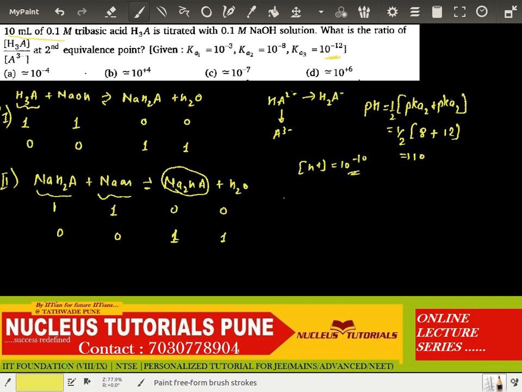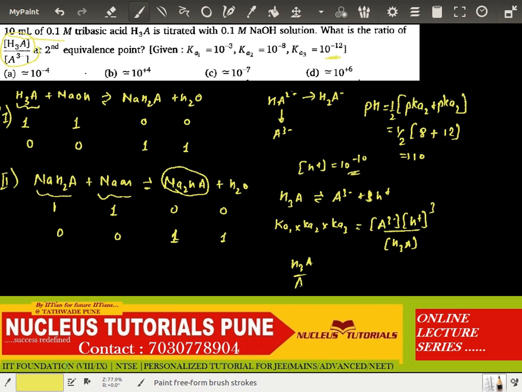Next, we need to find what this ratio, H3A upon A3 minus, is. So let's consider dissociation of the triprotic acid completely, giving A3 minus and 3H plus. If I just write the dissociation constant of the acid, Ka1 into Ka2 into Ka3, because we are showing the complete dissociation, this will be A3 minus into concentration of H plus raised to power 3 upon concentration of H3A. On rearrangement, we get H3A upon A3 minus.